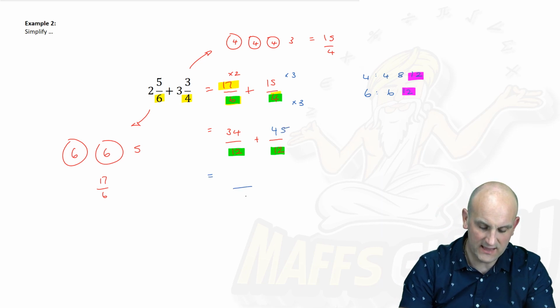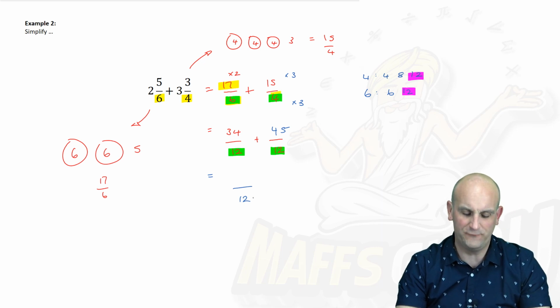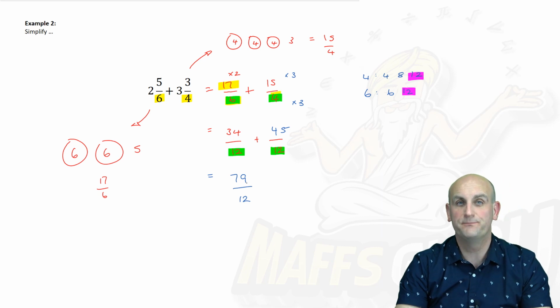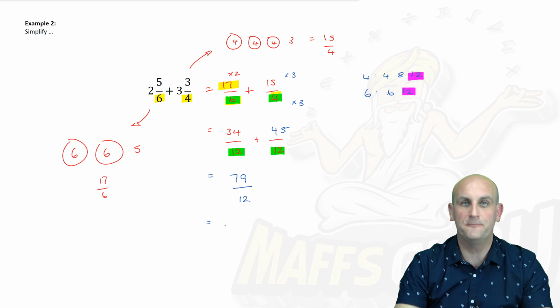Are the bottoms the same? They are indeed. So they stay 12 on the bottom. And I have 34 plus 45, which gives me 79 on 12. Is that top heavy? Yup. Okay, so now we have to do some cancelling down.